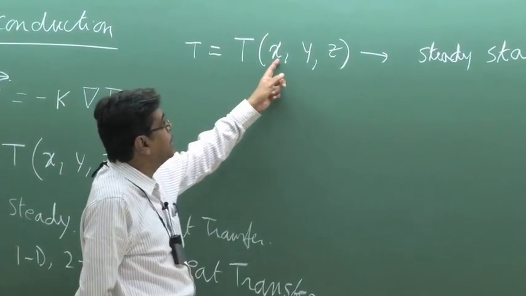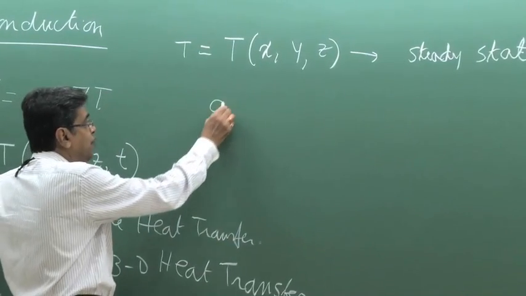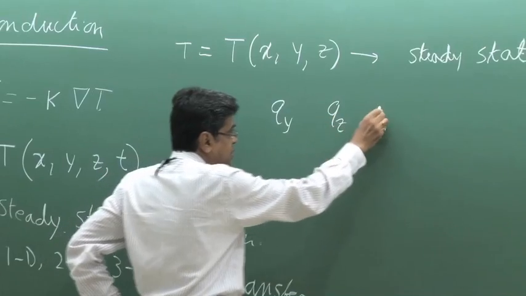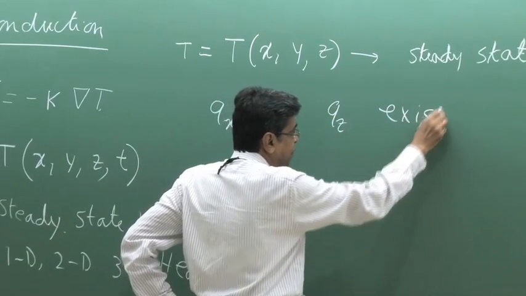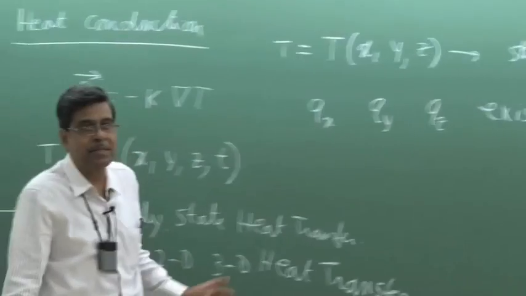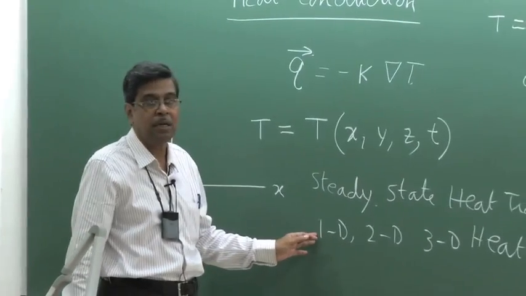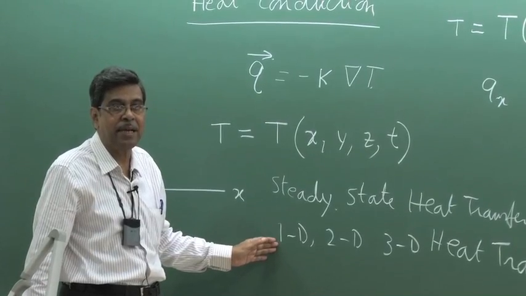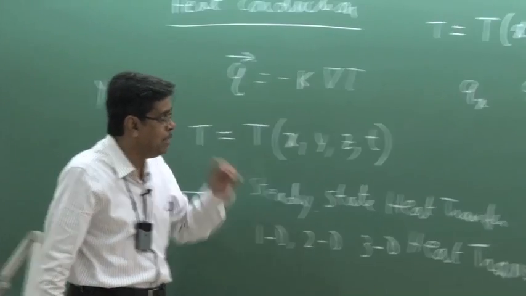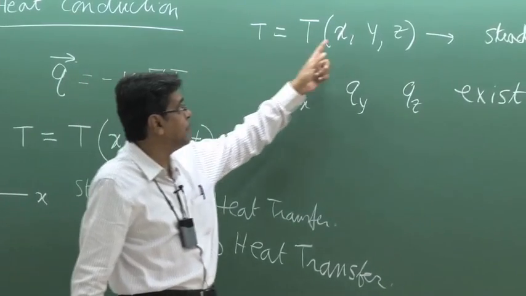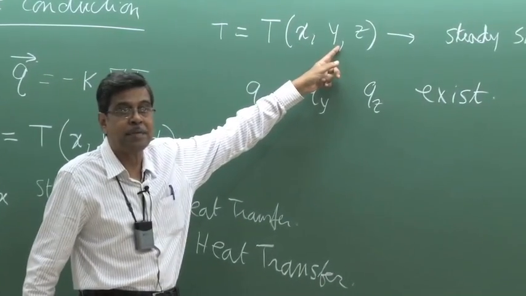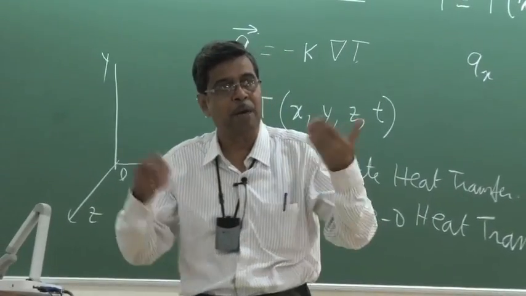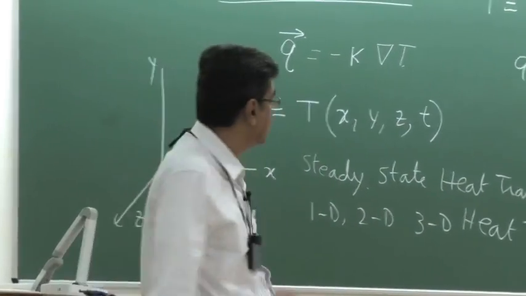Now when temperature is a function of three space coordinates, the heat flux in all these space coordinates exists because of the respective temperature gradient. And this heat transfer situation is known as three-dimensional. If this is not a function of time, then it is a steady state three-dimensional heat transfer process. Similarly, if the temperature becomes a function of only two coordinates, ceases to be a function of z, then it is two-dimensional, or any two of x, y, z, depending upon the way you define your coordinate axes.